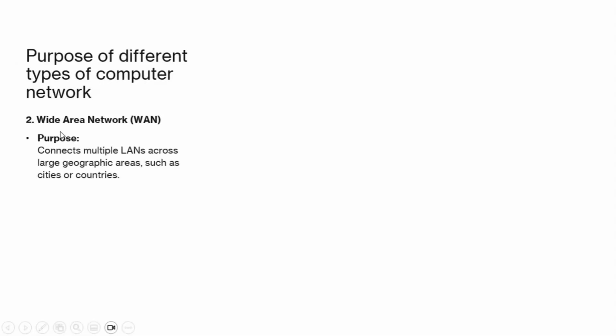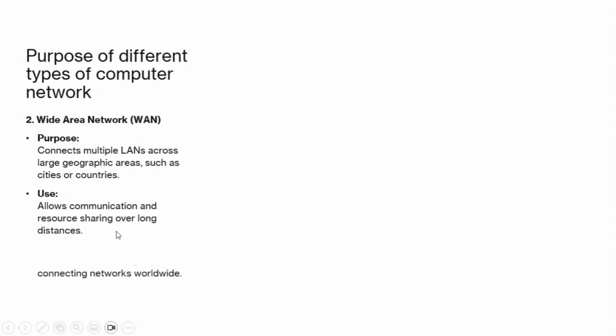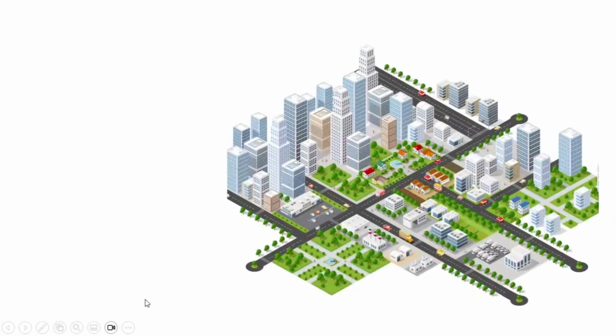The second one, we have the wide area network, the WAN. Its purpose is to connect multiple LANs across large geographic areas such as cities or countries. It allows communication and resource sharing over long distances. For example, the Internet is the largest one, connecting networks worldwide.